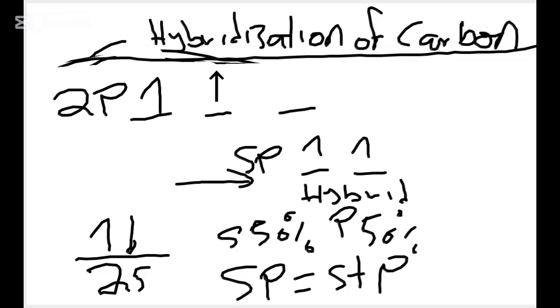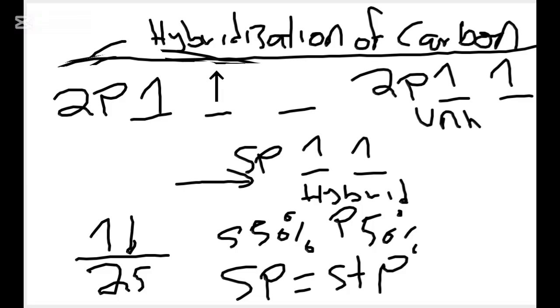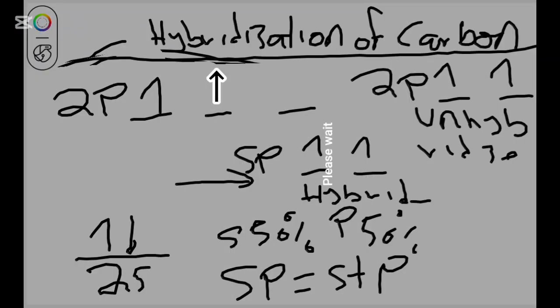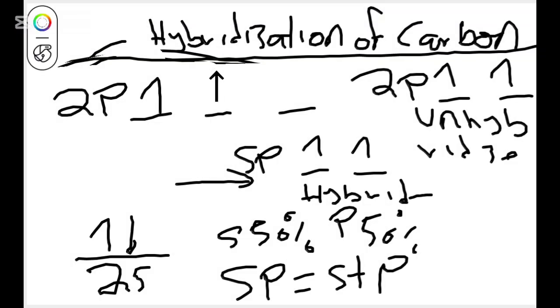This is hybrid. But this 2p, it is unhybridized. And you have to take note that the hybrid has sigma bonds, while the unhybridized has the pi bonds. So you have to take note of that. By the way, you need to know the hybrid orbitals are used to form sigma bonds.